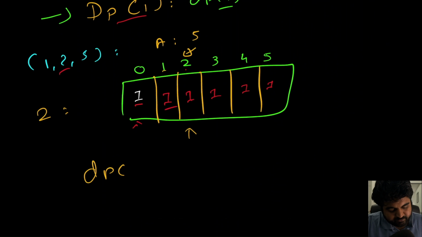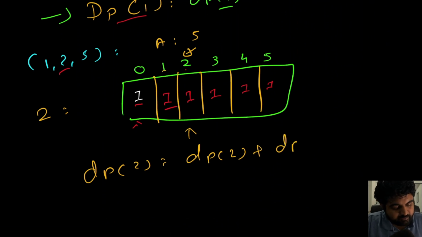What is going to be the equation for dp of 2 in this case? This is going to be dp of 2, so the current distinct ways to generate amount number 2, plus dp of 2 minus the current coin value, that is 2 minus 2. So this is going to be 0. This value is already 1 because we already have one distinct way to generate amount number 2.